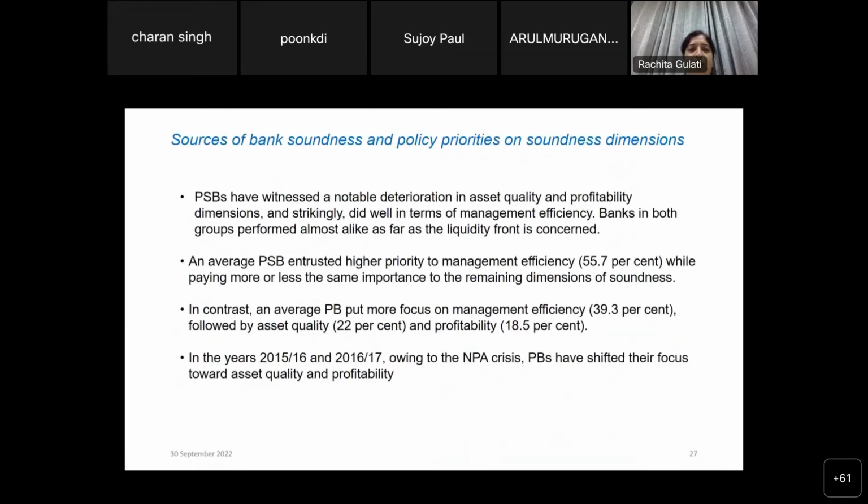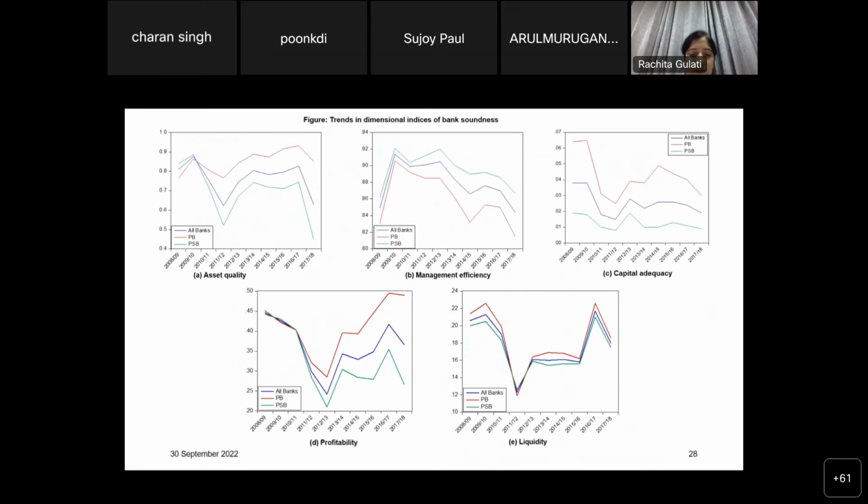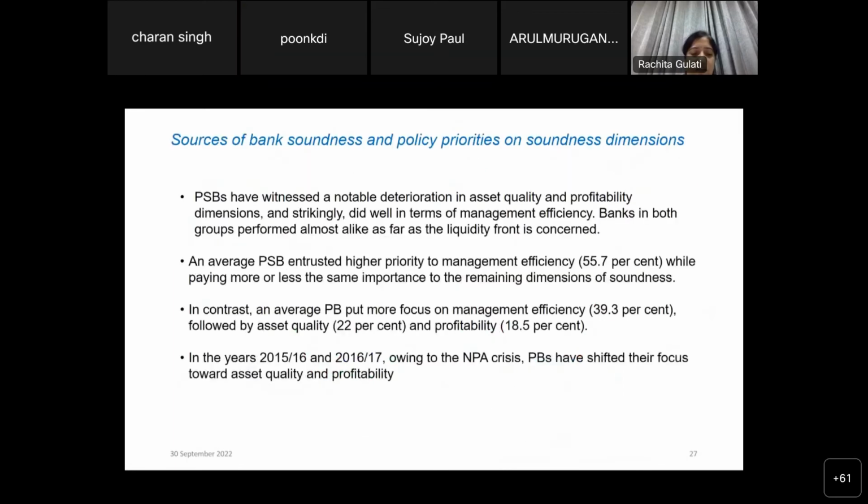For the sources of bank soundness and the policy priorities on the soundness indicators, we observe that the PSBs have witnessed a noticeable deterioration in asset quality and profitability, and strikingly did well in management efficiency. Banks in both the groups behaved almost similarly as far as the liquidity index is concerned. An average PSB entrusted the higher priority to management efficiency, around 55.7% of the emphasis, paying almost the same priority on the other dimensions.